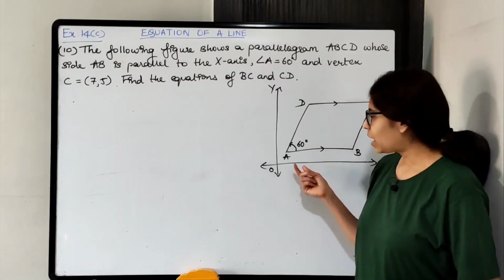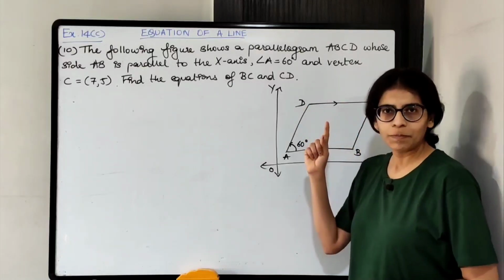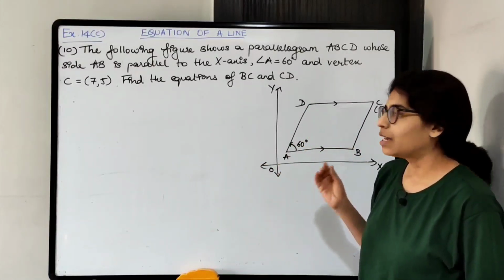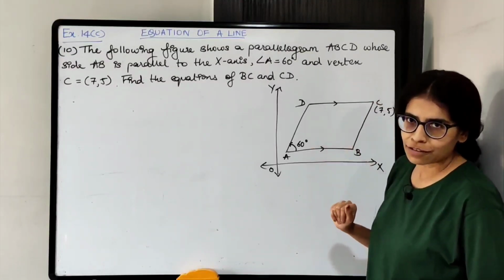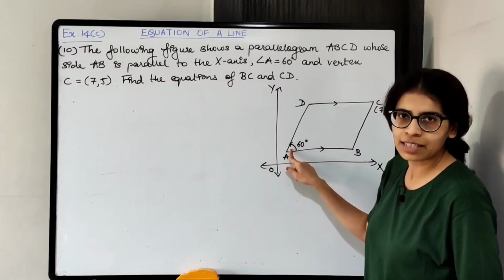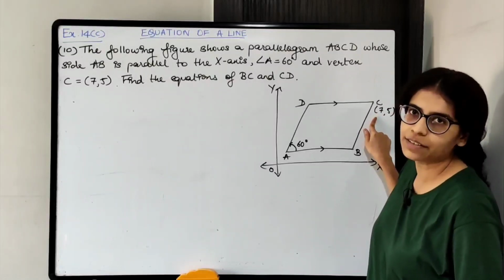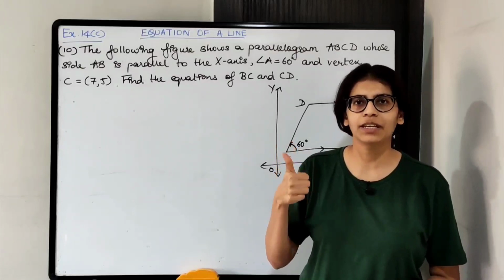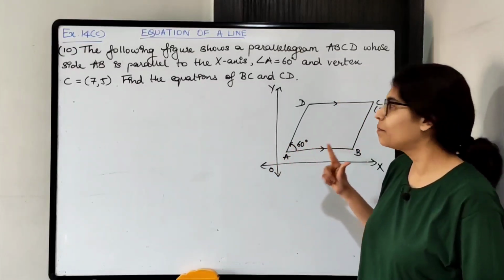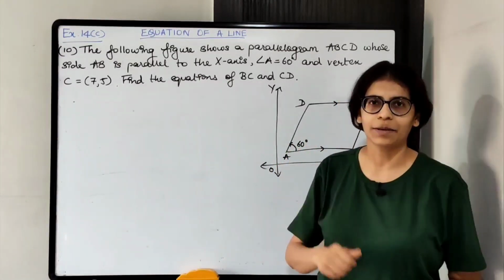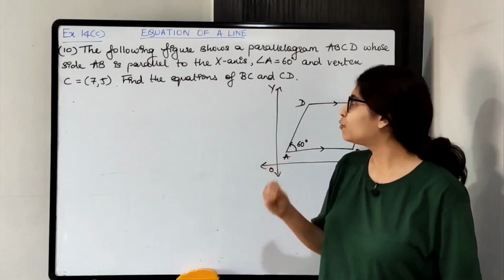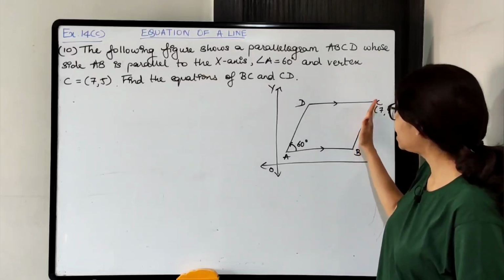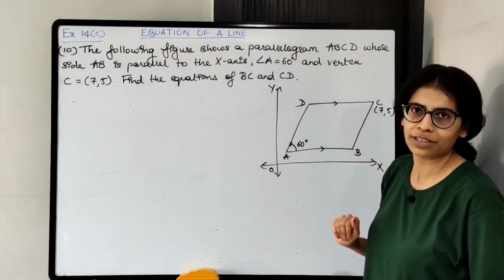There is a parallelogram ABCD. It's a parallelogram, so you are supposed to know the properties. Now, what other information is given? Angle A is 60 degrees and the coordinates of C are given. So, three things are given to us: a parallelogram, an angle, and the coordinates of C. From this, we have to find the equations of BC and CD.